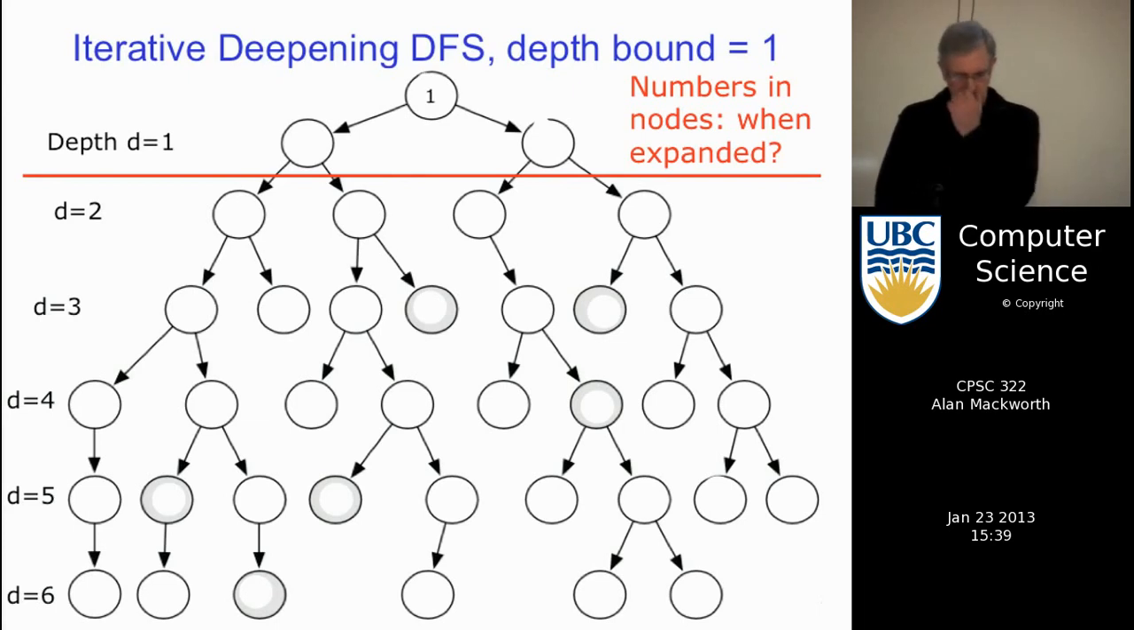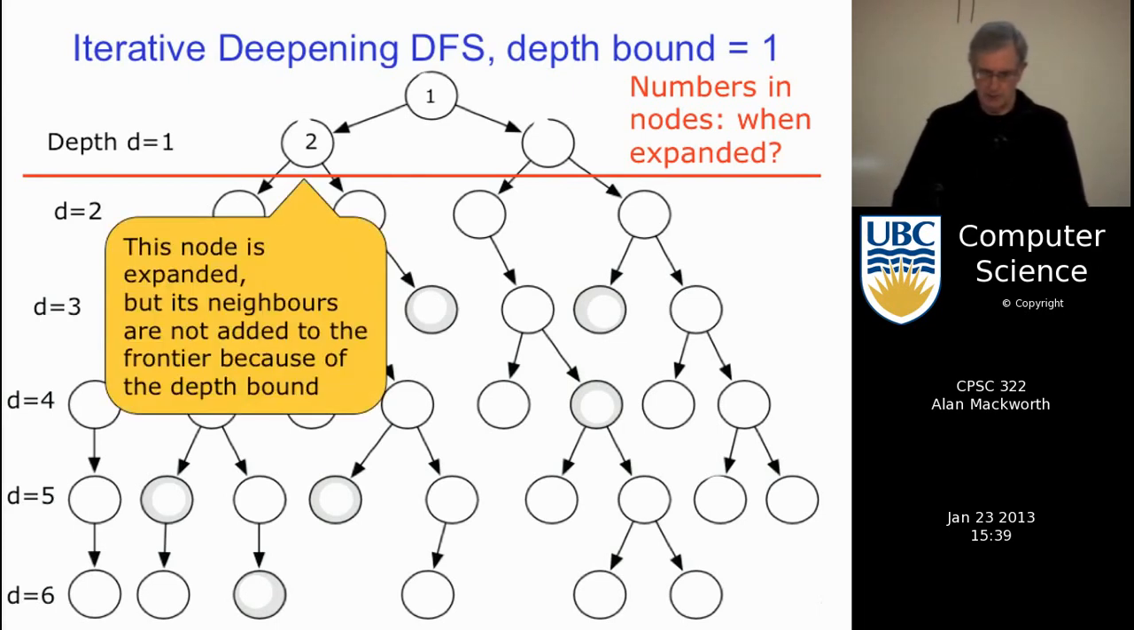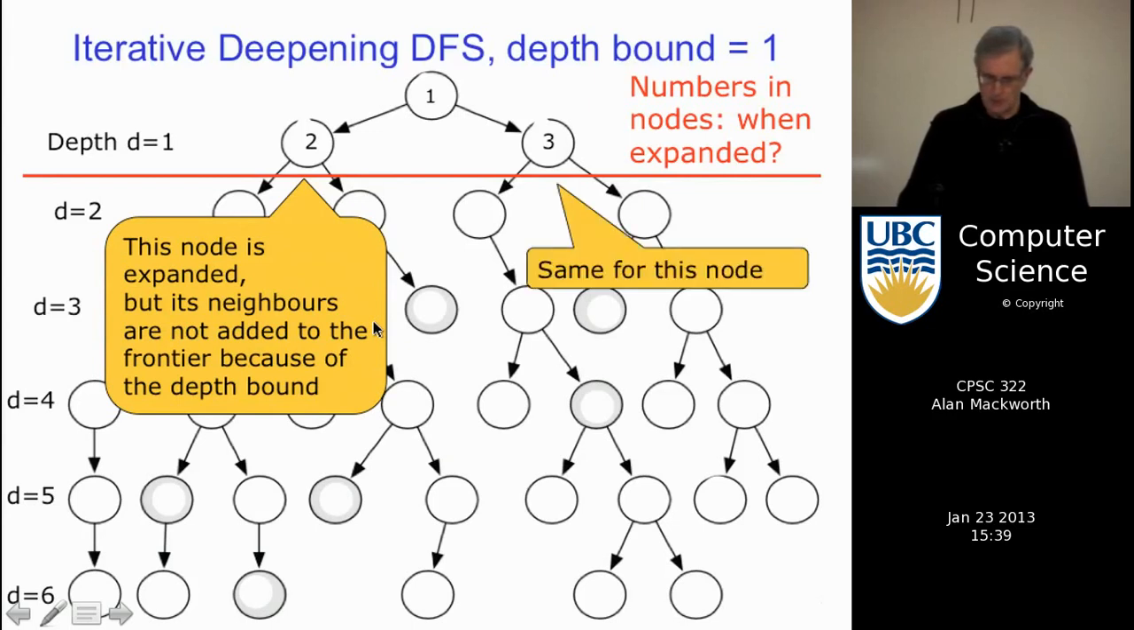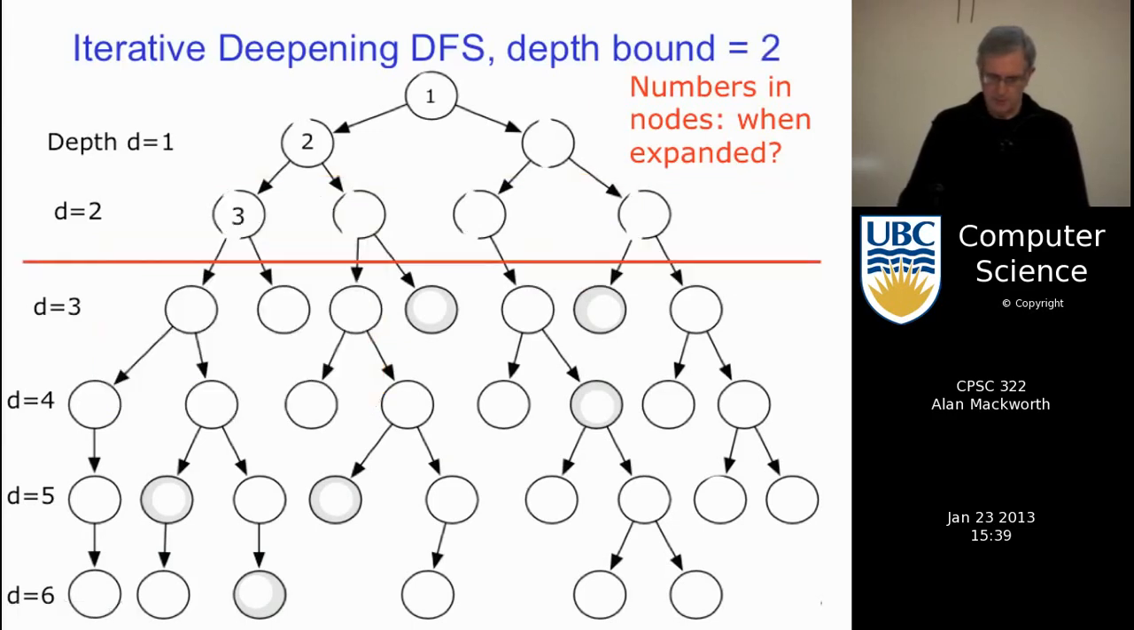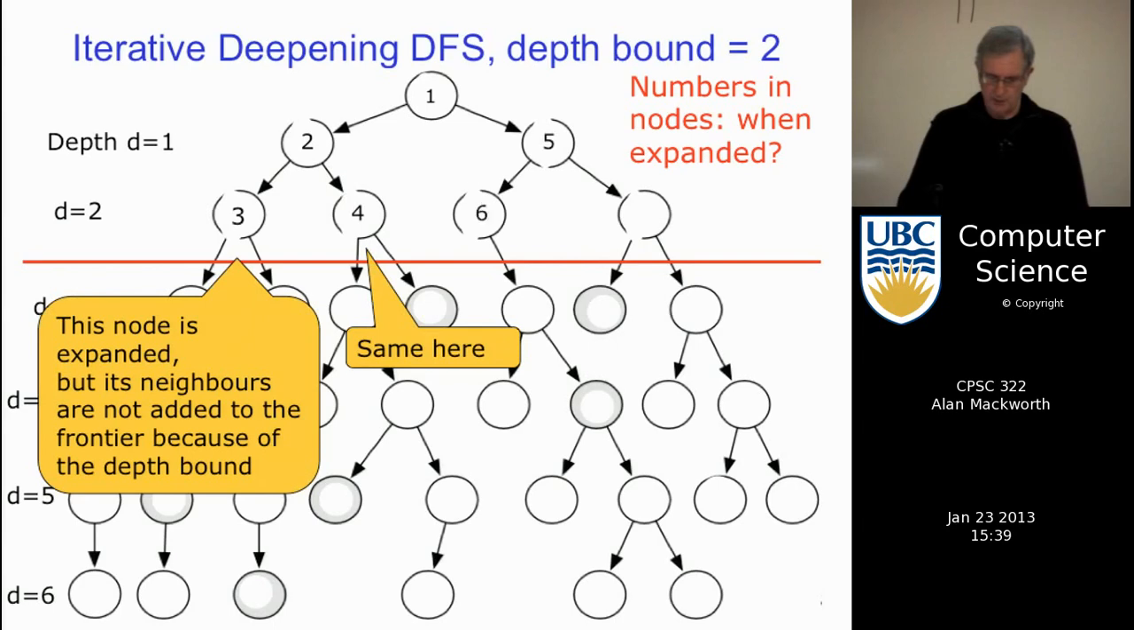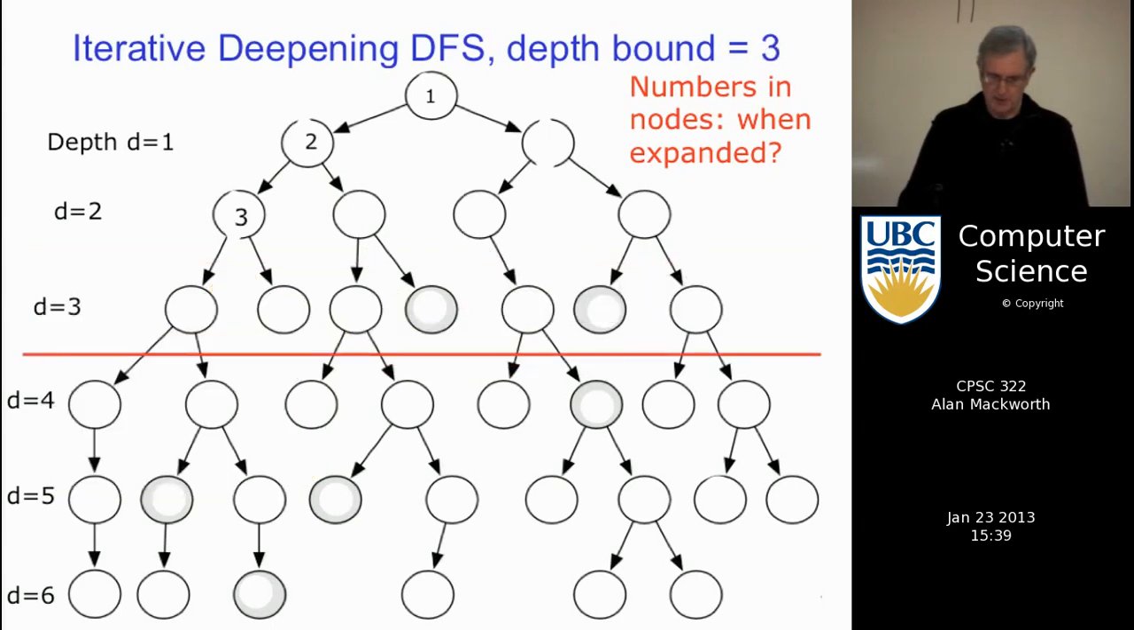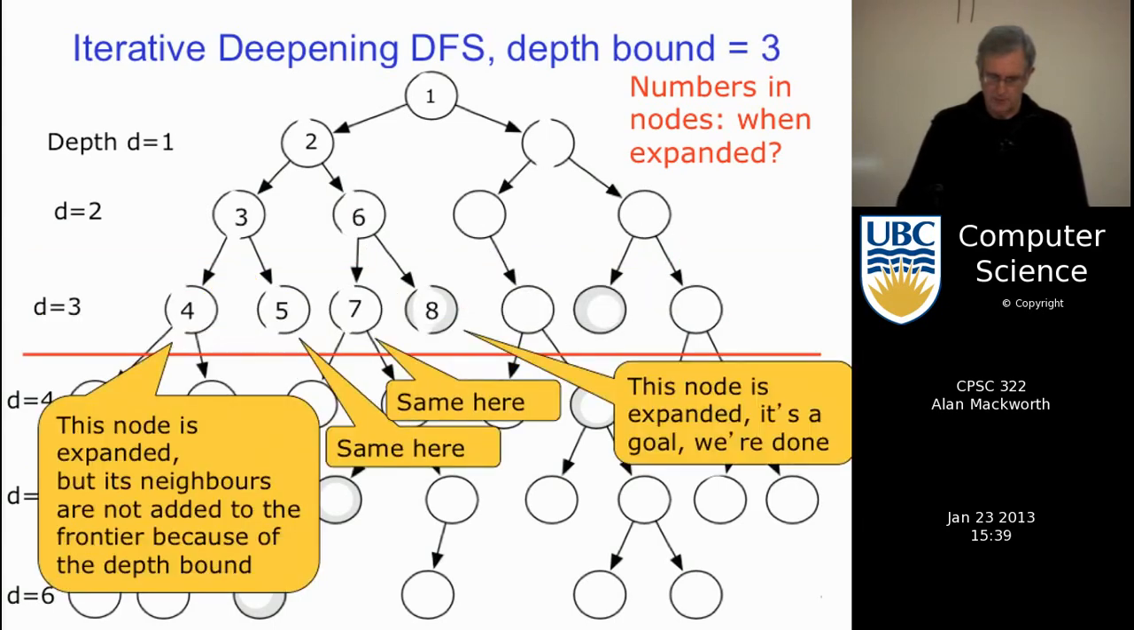So this is just a nice graphic illustrating running the algorithm, first with the depth is 1. So you expand this node here. Again, we're ordering the nodes, numbering them. You expand this node, but its neighbors are not added to the frontier because of the depth bound. Okay, same for that node. Depth 2, you go back down there, and just always cut off at the depth bound, if you haven't found a solution yet.